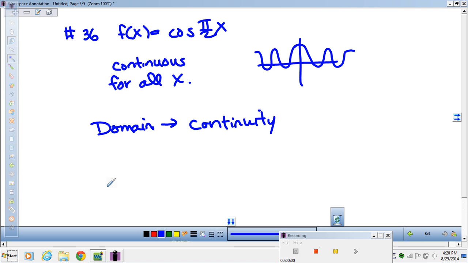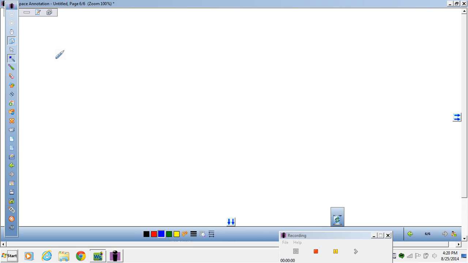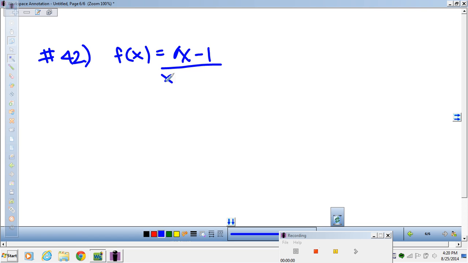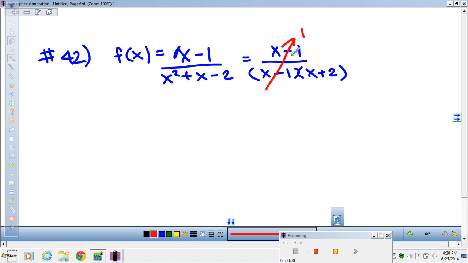Alright, and then if we explore the difference between removable and non-removable discontinuity algebraically, for example, like number 42, if I have f of x equals x minus 1 over x squared plus x minus 2, so I'm going to factor that and I get x minus 1 over x minus 1 times x plus 2. Okay, the fact that these two factors are going to cancel out, that means I have a removable discontinuity.